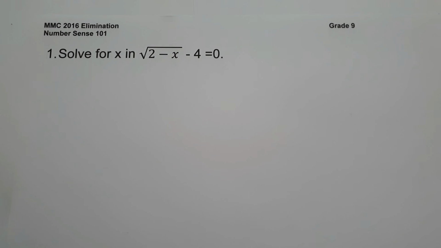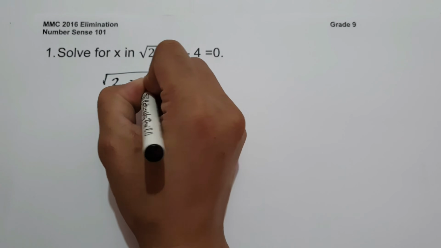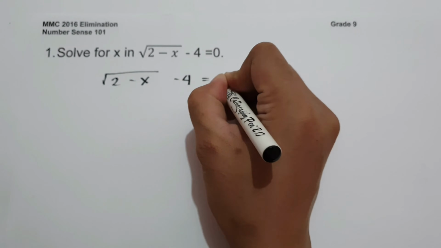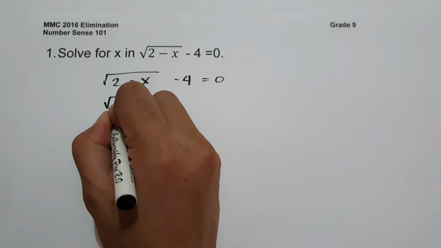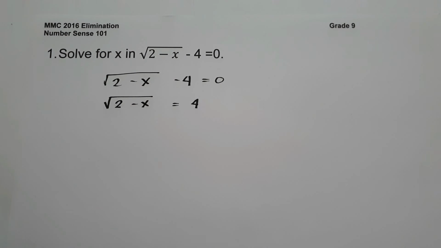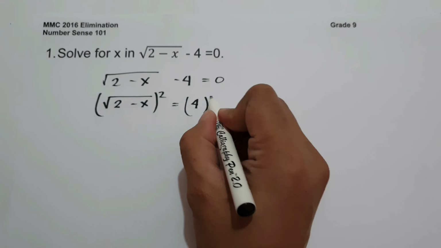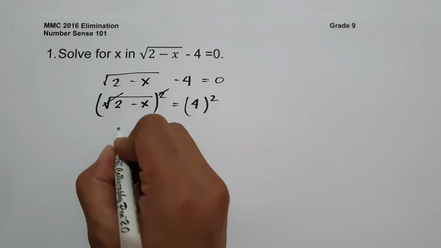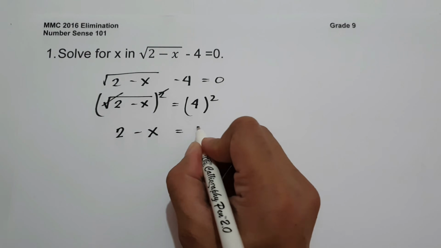On example number 1, solve for x in square root of 2 minus x, minus 4 equals 0. So to find the value of x, we are going to have square root of 2 minus x minus 4 equals 0. And we are going to move negative 4 to the side of 0, and we are going to have square root of 2 minus x equals 4. And then, to eliminate the radical sign, we are going to square both sides of the equation. So let us cancel this one. And we are going to have 2 minus x equals 4 squared, that is 16.